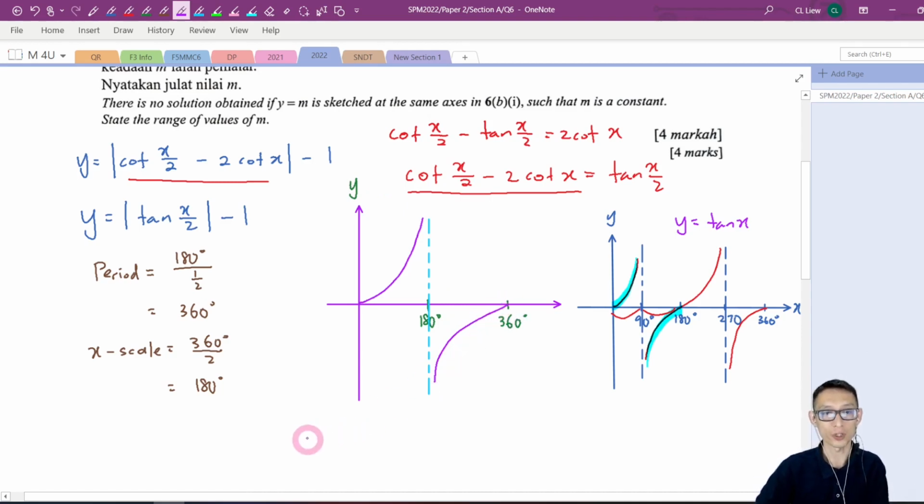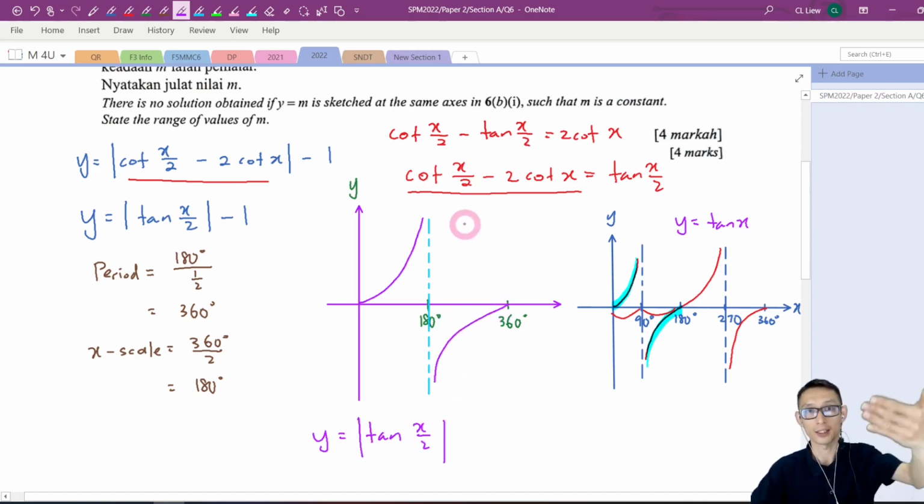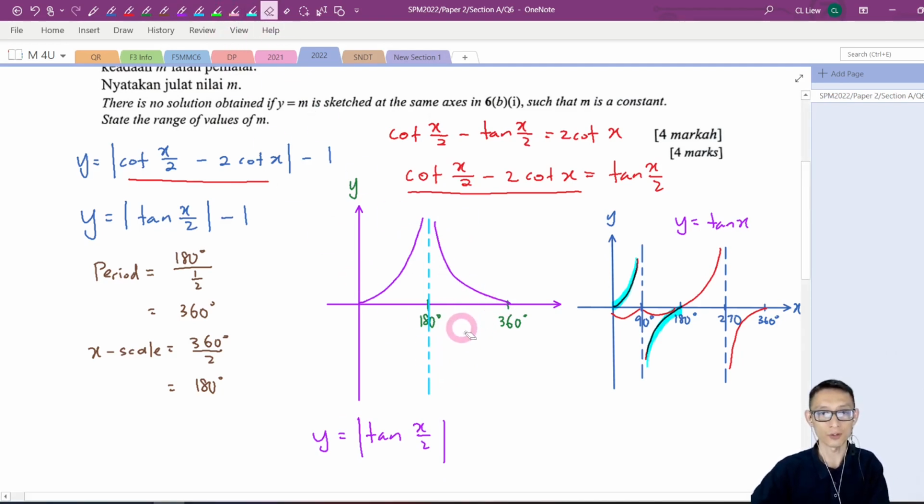Okay, now I'm drawing this graph actually. This is not the final answer. I'm drawing this tangent x over 2. Now, what I'm going to do next, modulus it. So this part will reflect up. It will become like this. Okay, now no more this one. I will just erase this one. And what to do next is minus 1. This whole graph moves one step down. So this graph becomes minus 1, right? Whole thing will move down 1 unit. So it will become like this.